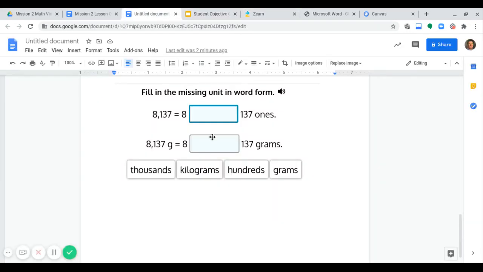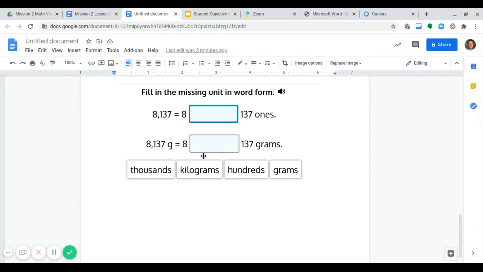I might pull one of these up, and it says, fill in the missing unit in word form. So we have 8,137 equals 8 blank and 137 ones. I'm asking myself, which unit fits there? It's going to ask you to do the same with grams down here. So if 8,137 is equal to 8 what and 137 ones, that's going to be 8 thousands, because there are 8 thousands in 8,137.